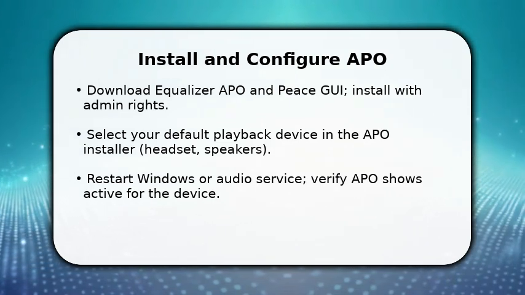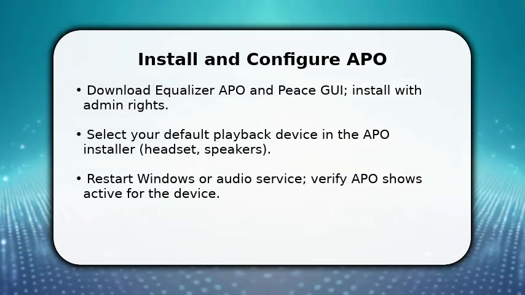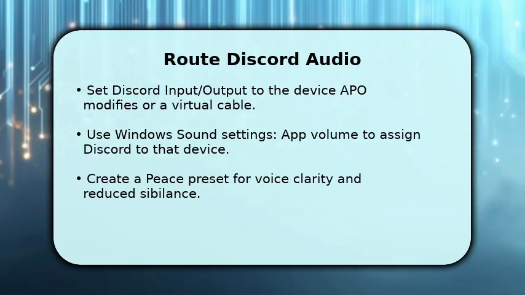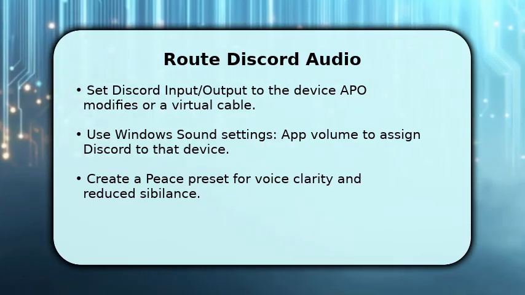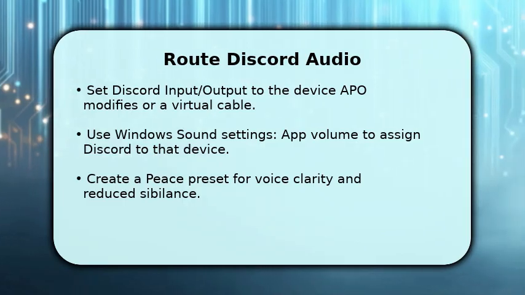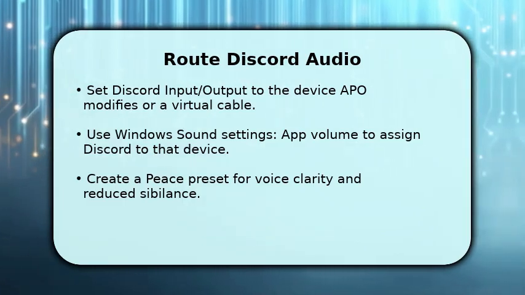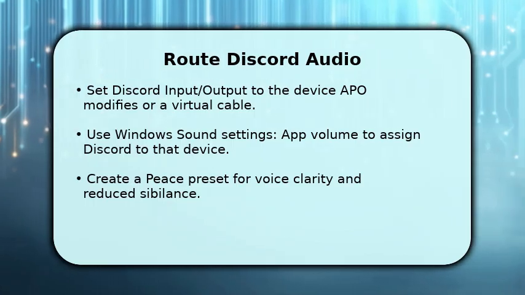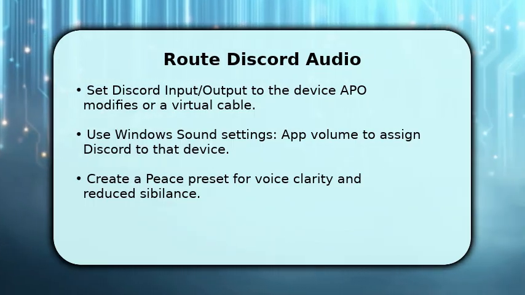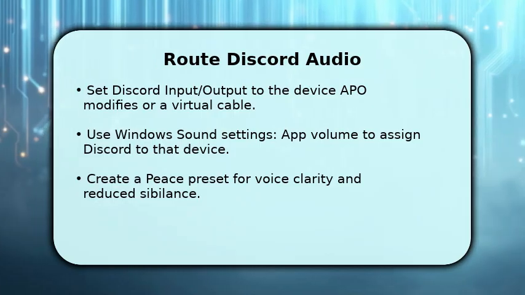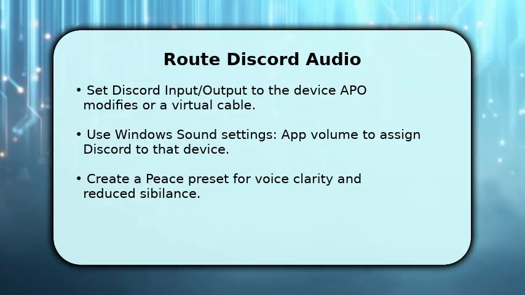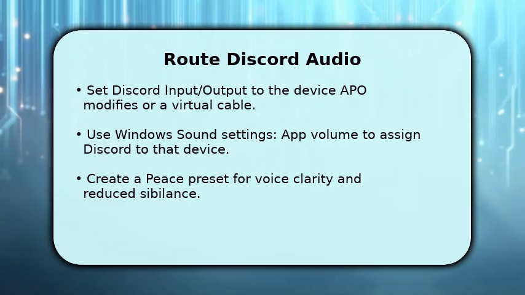Make sure the device shows APO as active in the installer, because without that, none of the equalizer changes will affect Discord audio. Next, route Discord audio through the device Equalizer APO controls. Open Discord settings and set input and output to the same device APO targets, or use a virtual audio cable as an intermediary if you want separate monitoring. In Windows Sound App Volume, pin Discord to that device so traffic always passes through the equalizer.